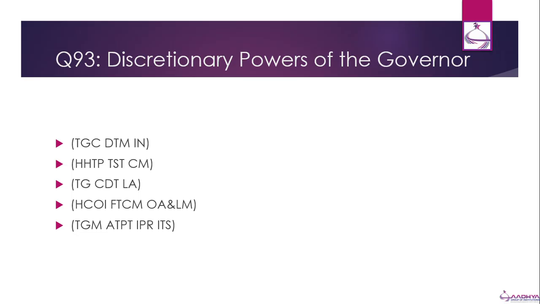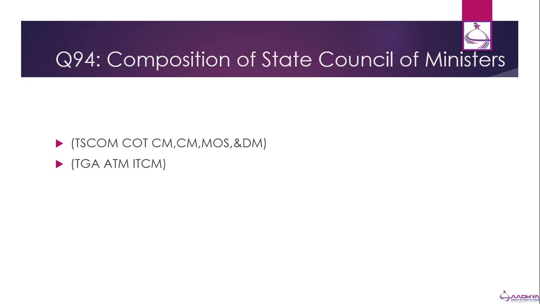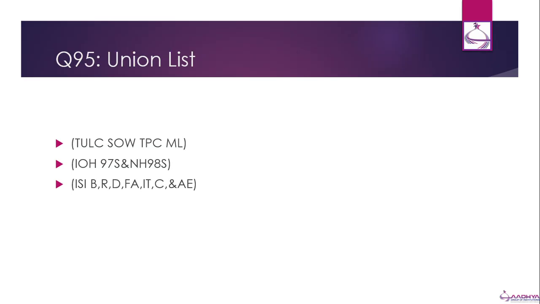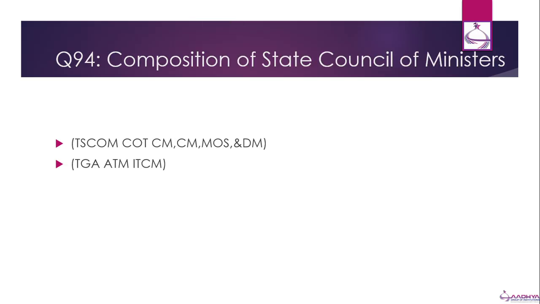Composition of State Council of Ministers. The State Council of Ministers consists of the Chief Minister, Cabinet Ministers, Ministers of State, Deputy Ministers, etc. The Governor appoints all ministers, including the Chief Minister.